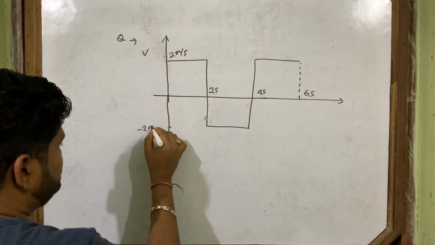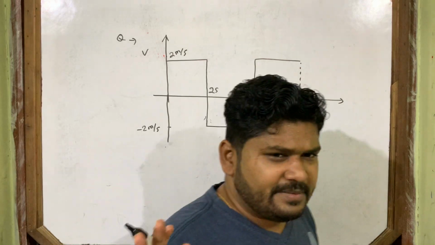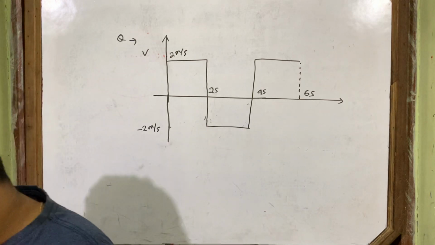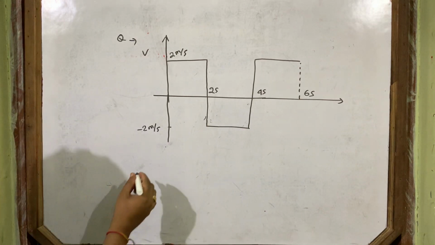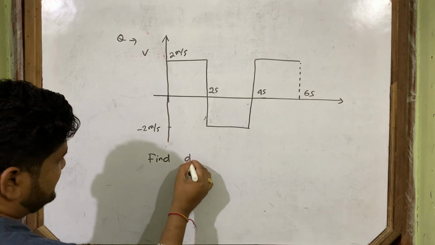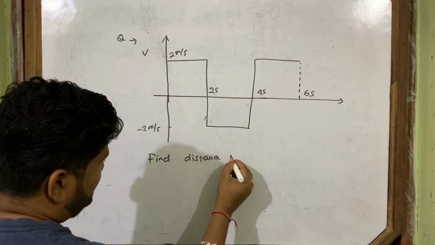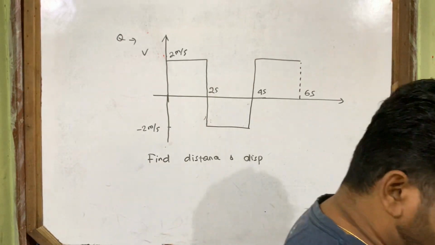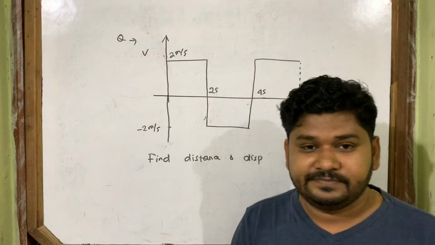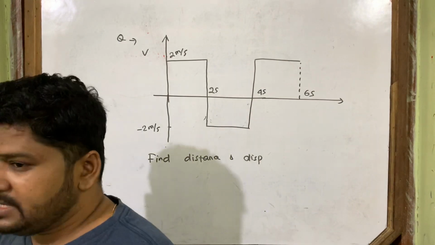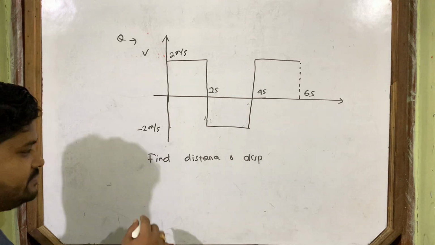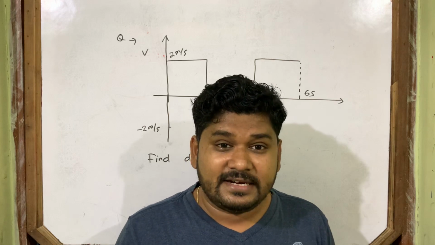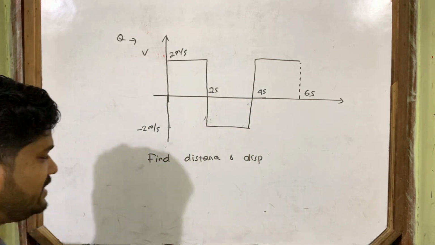This is minus 2 meter per second. This graph of anybody, I am not bothered about that. Any type of description this graph has, I am not bothered about that. But my question is, find distance and displacement covered by the body from this speed time or velocity time graph. How will we get distance and displacement from the velocity time graph? Area under the graph. Area under the graph.